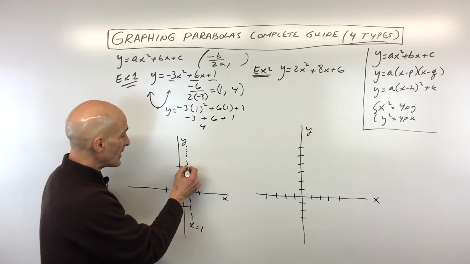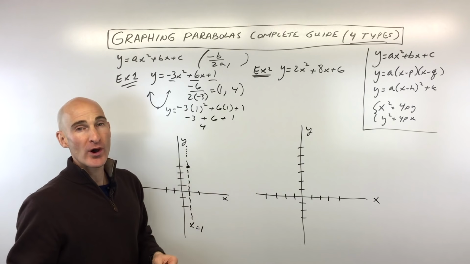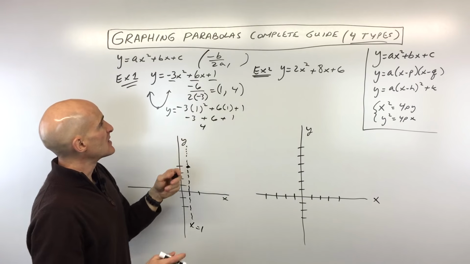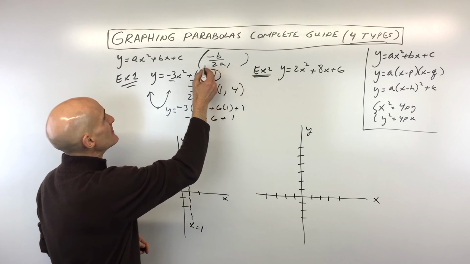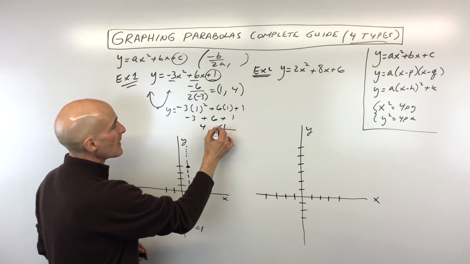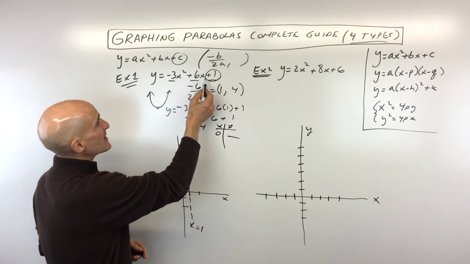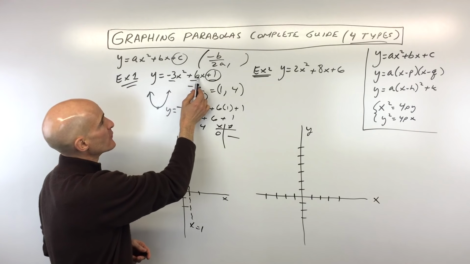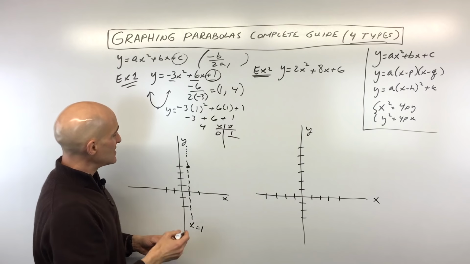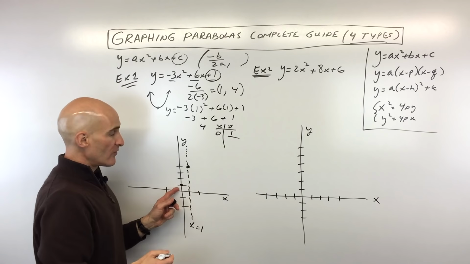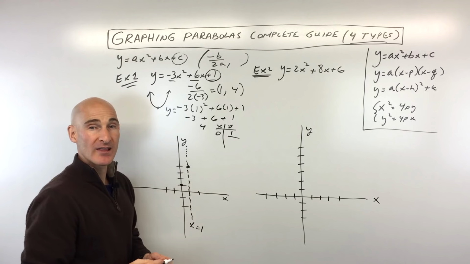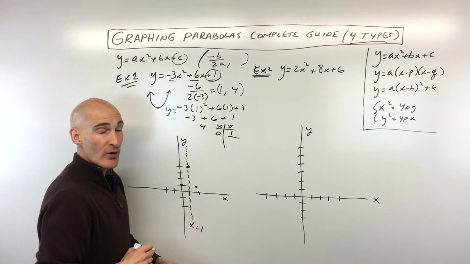And so at this point, all we have to do is find some other key points, and I'm going to show you a couple different ways to find those key points. One way is to look at this c value right here. The c value is the y-intercept, and the reason is that when you set x to 0, that's how you find the y-intercept. By putting 0 in for x, it's going to cancel out these terms, and you can see that the y value is 1. So at 0, 1, we've got another point on our graph. And the nice thing about the axis of symmetry is if you reflect it over that line, you're going to get another point on your graph.